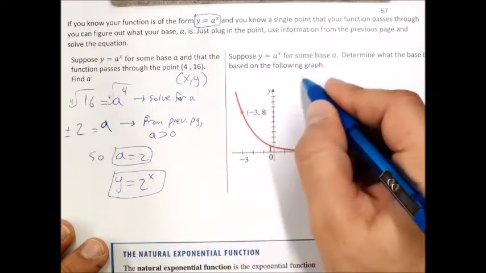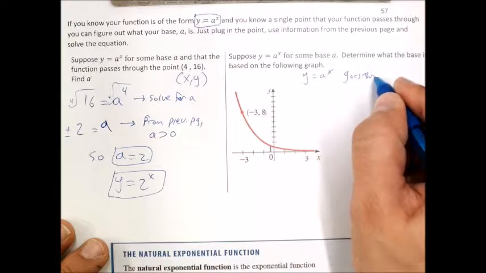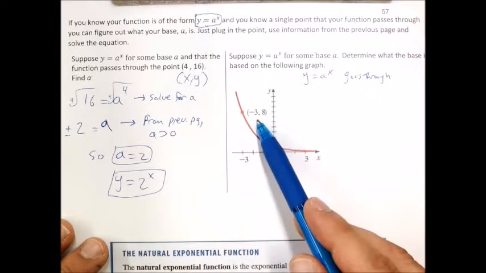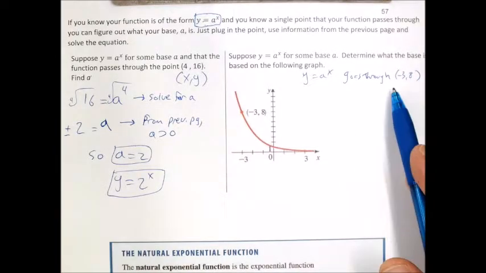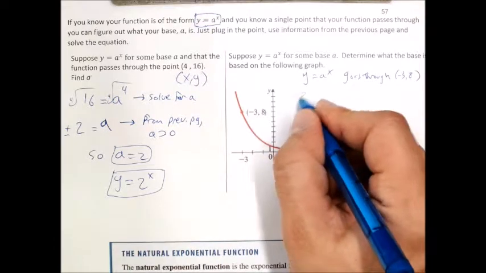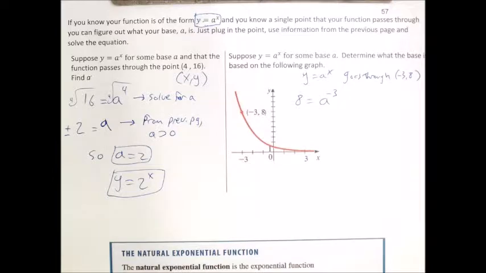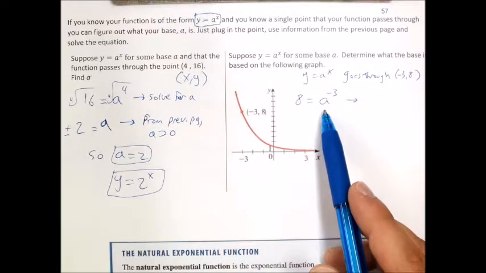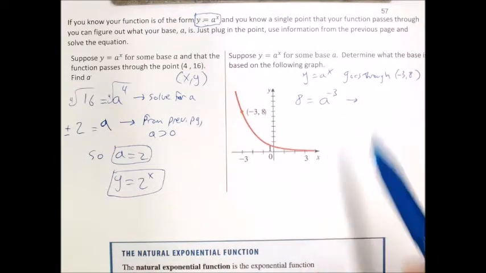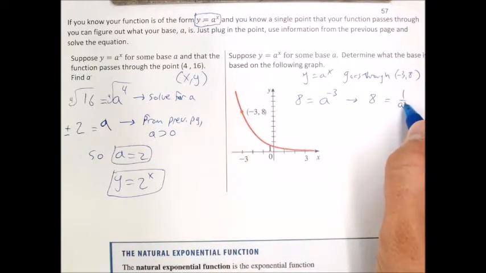And so when I look at this, I see that we know y equals a to the x, and that it goes through the point minus 3 comma 8. And so that's telling us an x and a y, so we plug that into the function. So we say 8 equals a to the minus 3. And we think about that, right? This is kind of a slightly trickier one to solve, but we know how to solve these from the fraction section. We want to think of this as 8 equals 1 over a cubed.